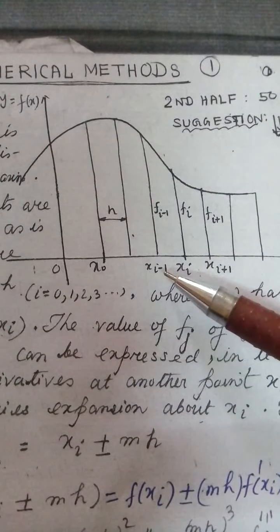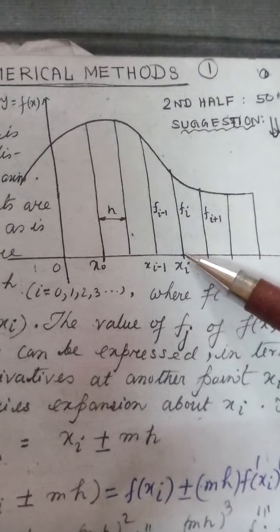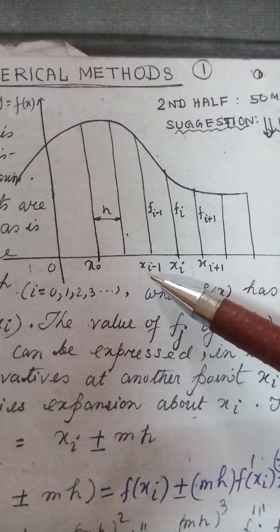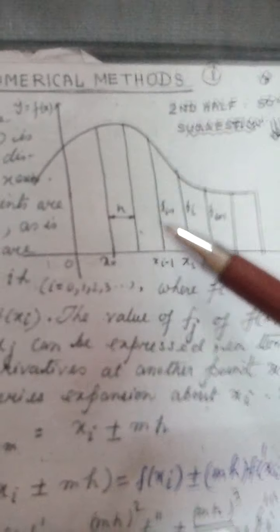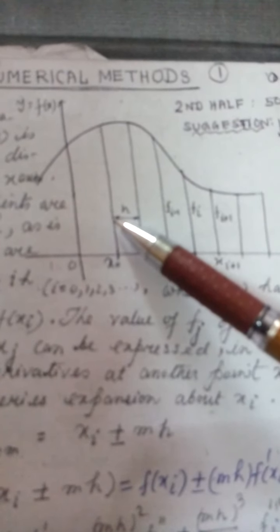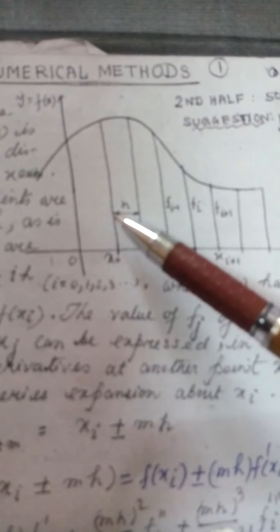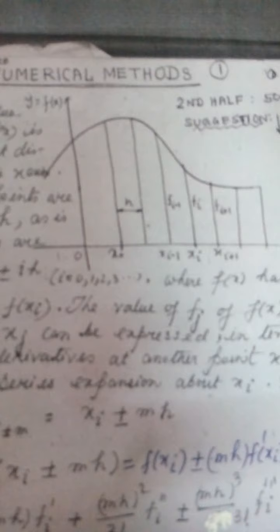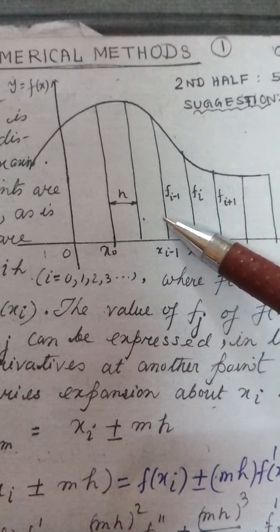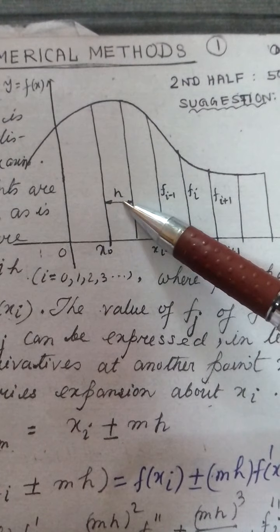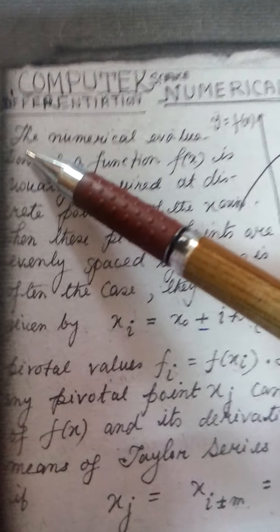Y is equal to fx, no? So this is fi. This is xi minus 1, just one before, so i minus 1. This is i plus 1. Okay. So these widths are equally spaced. Strip width is h. These are all equal. Now let me read down. You just go on writing along with me.